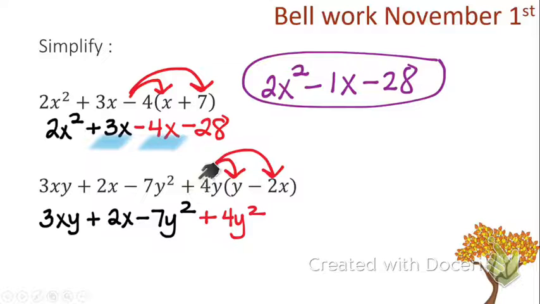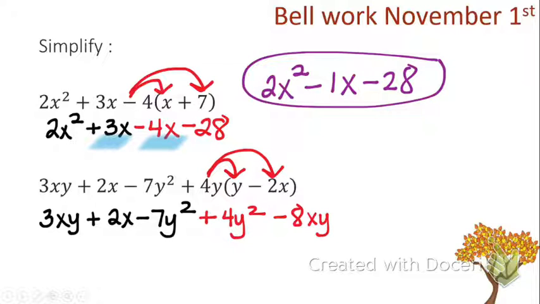So first we're going to multiply our numbers. So we're going to multiply the 4 and the -2. And 4 and -2 gives you a -8. And then we're just going to write the variables. So x times y is just xy. All right, so now we're ready to look for like terms.